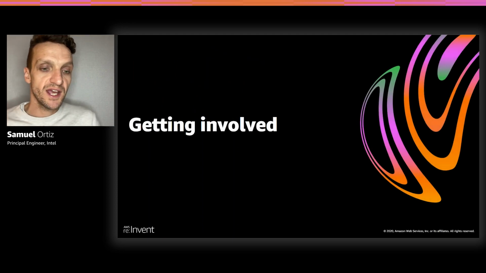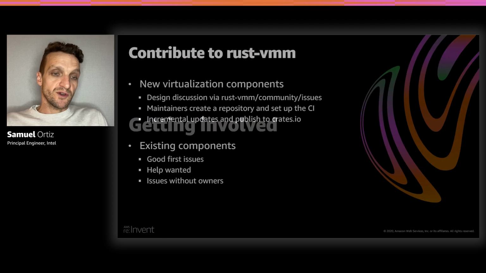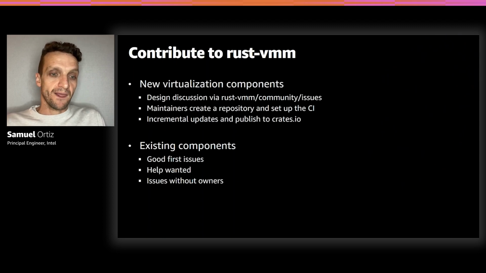Okay, so how do you get involved? How do people contribute to the project? How can people help the Rust-vmm project moving forward? There are two ways. The first one, obviously, is to contribute to Rust-vmm. And you can add new virtualization components. If you identify gaps in what the Rust-vmm project tries to cover as far as virtualization goes, and there are probably many gaps in there currently, I'm sure.